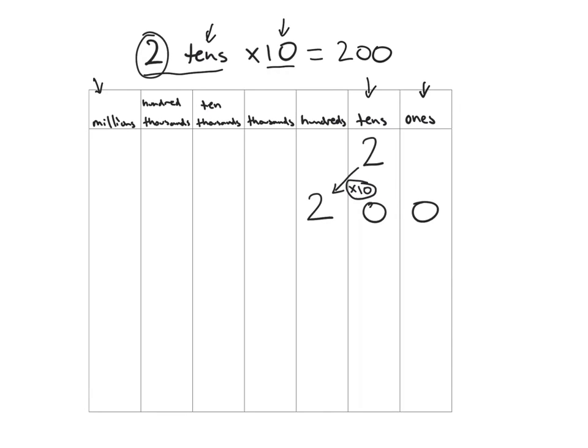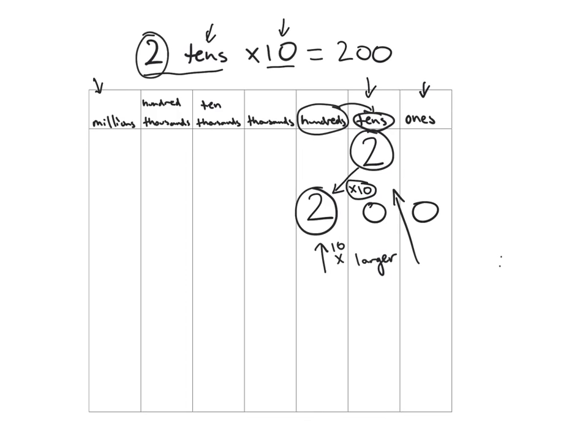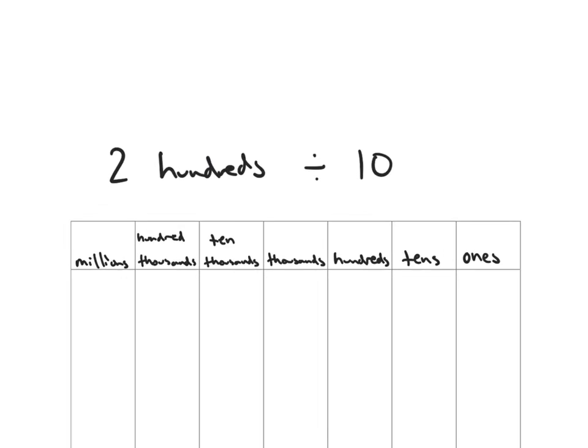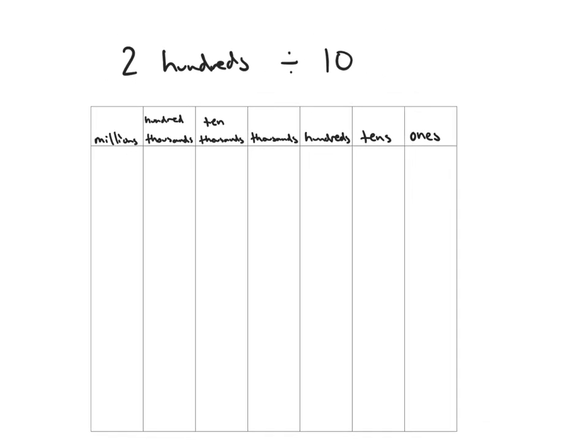Now because the 200 is equal to the two tens times 10, we could say that this 2 in the hundreds place is 10 times larger than this 2 in the tens place. So the place value to the left is 10 times larger than the place value to its right. We can continue to see this relationship in place when we look at division as well. So I am going to be showing on the place value chart here the problem of 200 divided by 10, and we'll see what happens when we divide the 200 by 10.